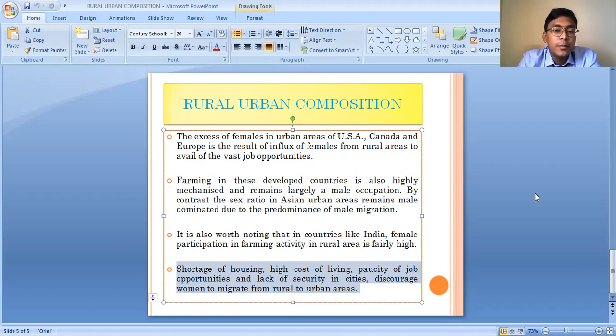So this is what we have about the rural urban composition of population. Basically, the rural urban composition of population provides us information about the distribution of population in the rural and the urban areas, as well as the distribution of the male and the female population in the rural and the urban areas of the European, African, and the Asian nations.